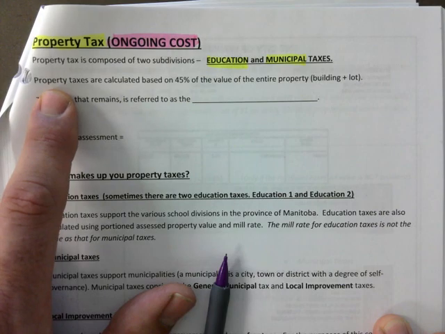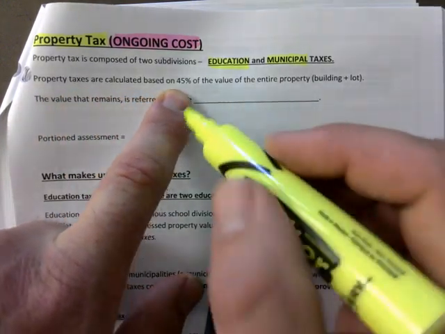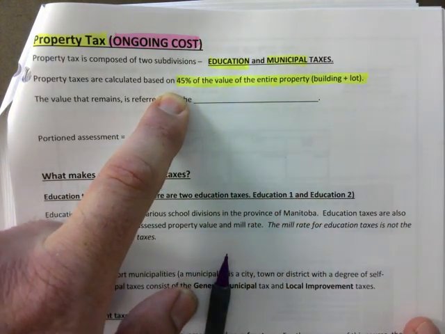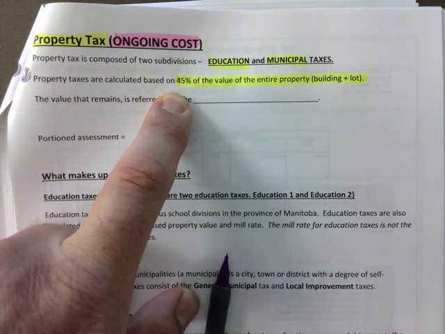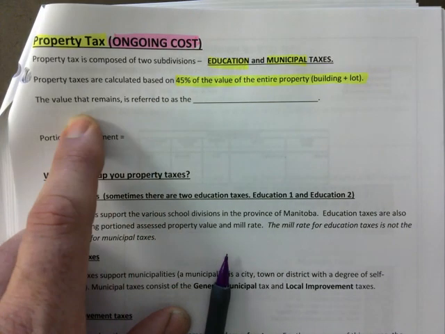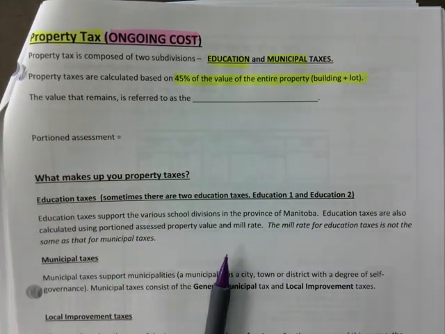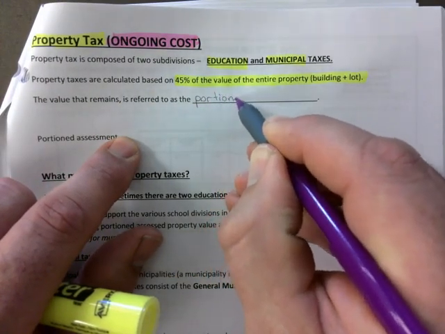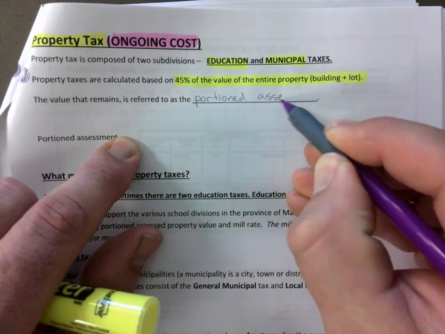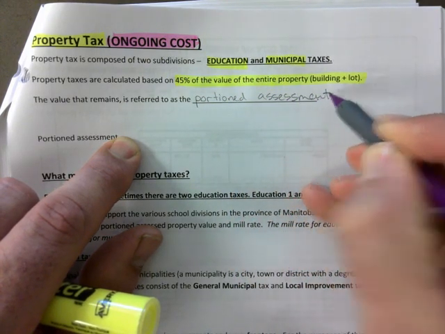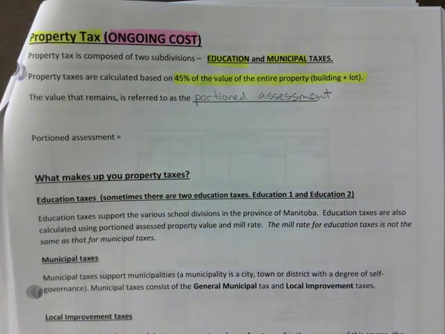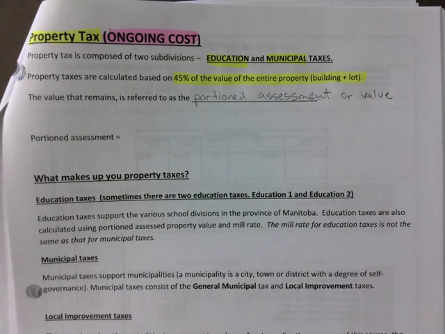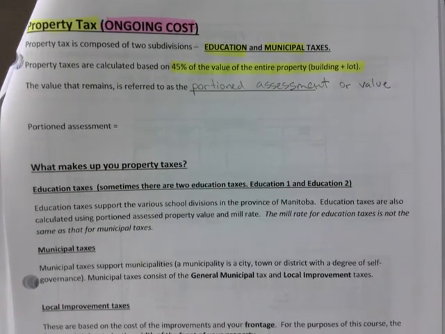Property taxes are calculated based on 45% of the entire property, so the building and the lot. They don't tax you on the whole, they just tax you on 45%. The value that remains is referred to as the, write this down, portioned assessment, or portioned value. It's the same thing. Let's just add that. Portioned assessment or value, it's the same thing.